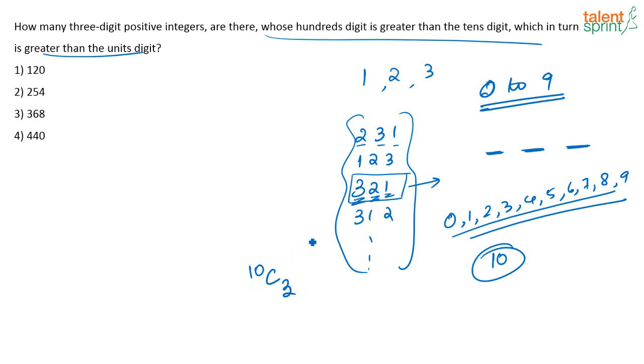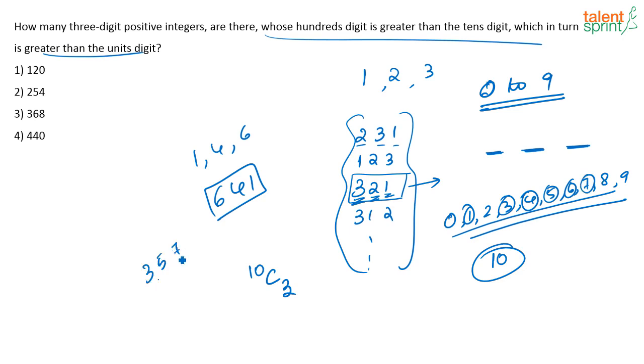10C3 ways. So, let us say I am selecting 3 numbers, 1, 4 and 6. Out of these 3 numbers, there will only be one such number, 641, that I can form, which will satisfy the condition. Now, if I am selecting 3, 5 and 7, there will only be one such number, 753, which will satisfy the above condition.